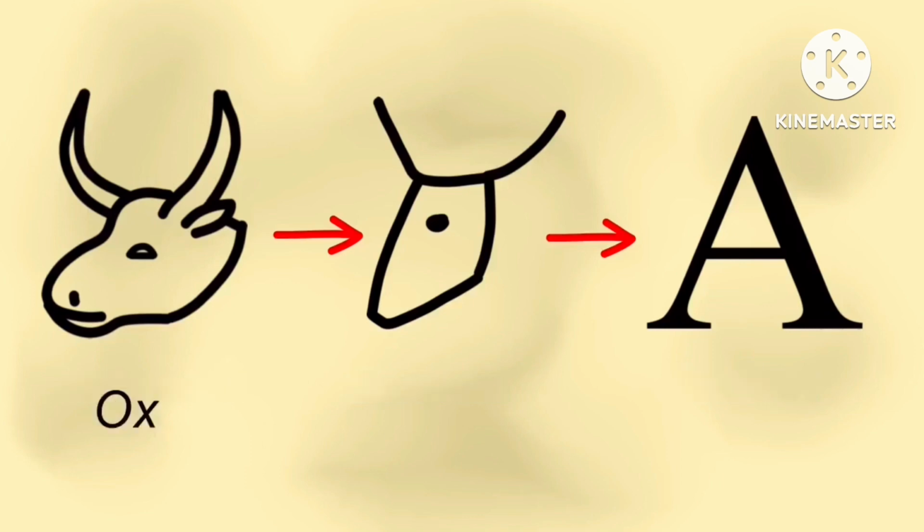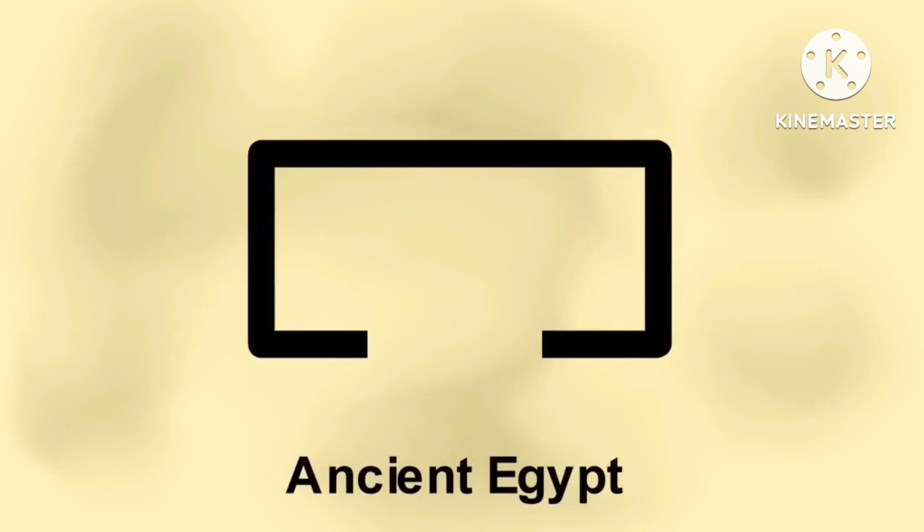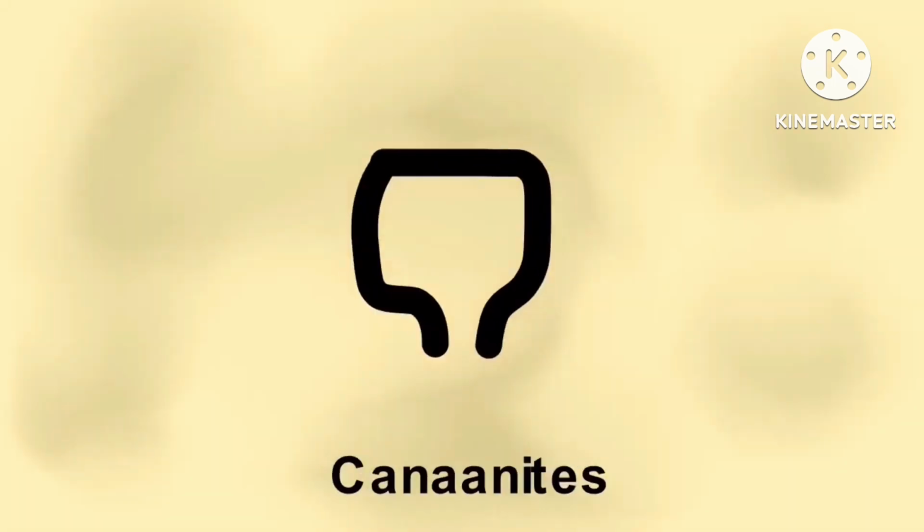To the Canaanites, ox was called Al. Strangely, the first letter of Al is not A. It's a consonant called a glottal stop. That consonant is a consonant without sound. This ancient Egyptian symbol means house. That's how it evolved.